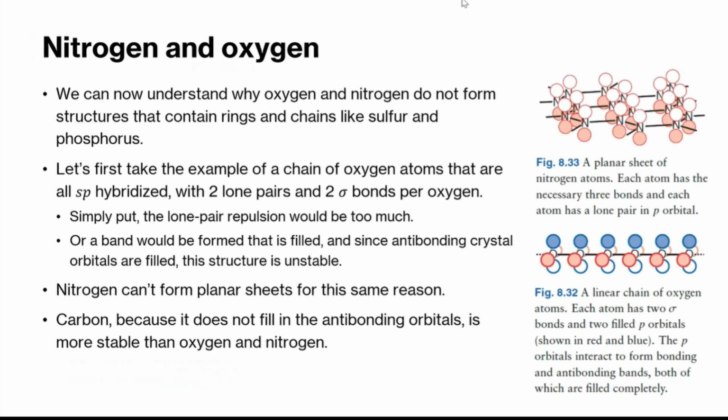The reason why we don't find this is, simply put, that lone pair repulsion would be too much. Or we can explain this using band theory: we will have a partially filled band, but we also have anti-bonding crystal orbitals that are filled. So therefore the structure would be unstable because we have those anti-bonding crystal orbitals filled. And for the same reason, nitrogen cannot form planar sheets. However, carbon, because it does not fill in those anti-bonding orbitals, is much more stable than oxygen and nitrogen.